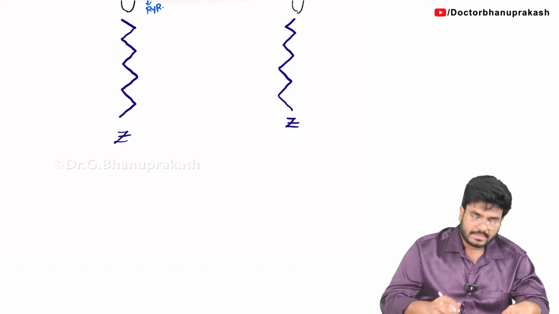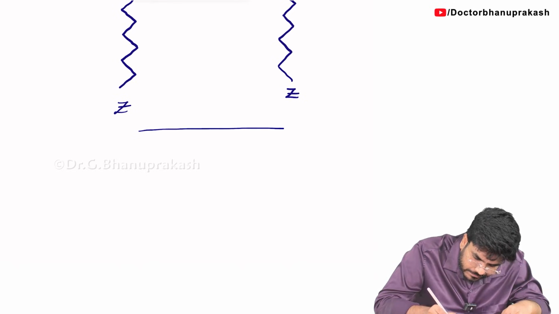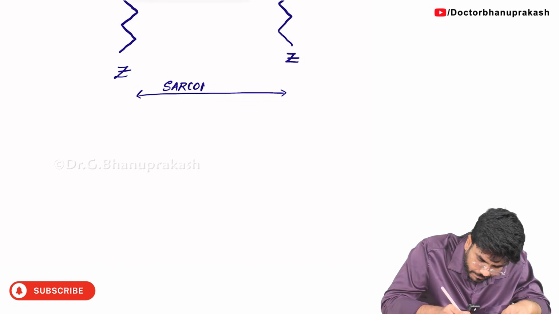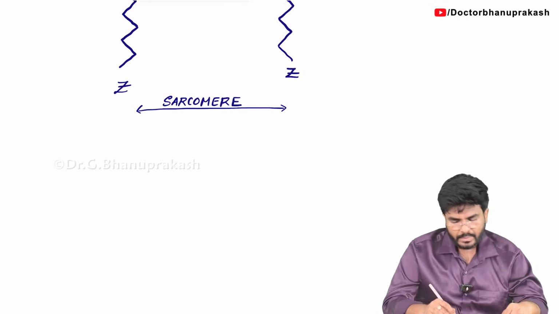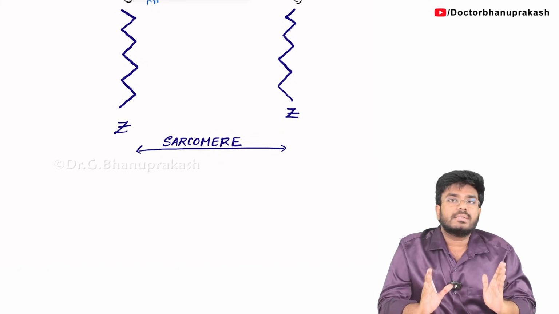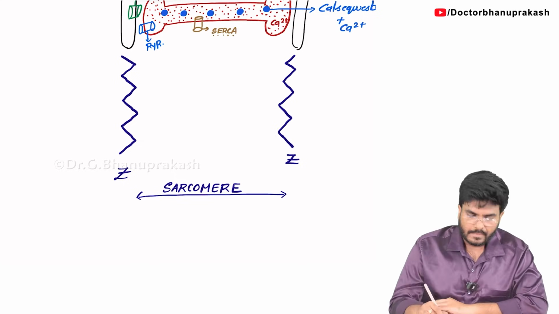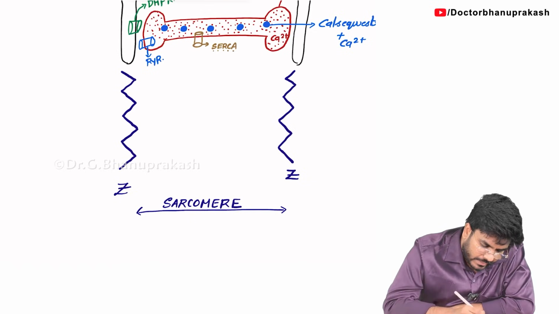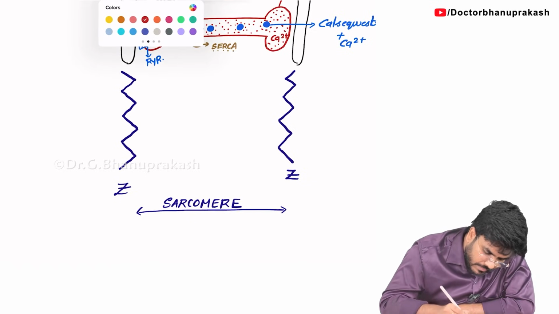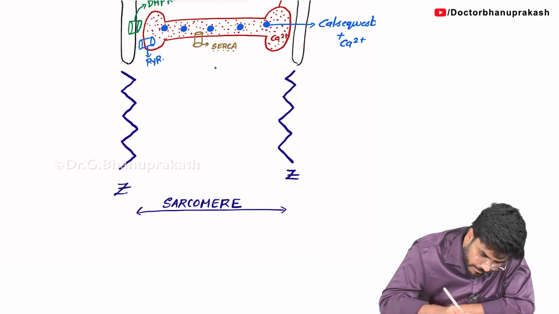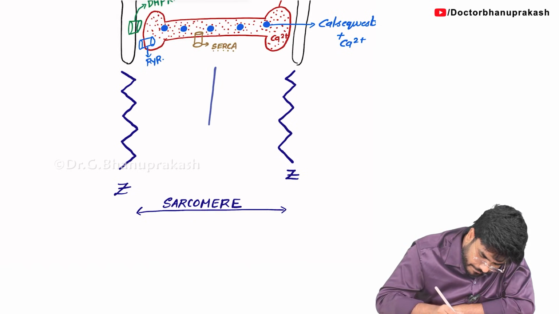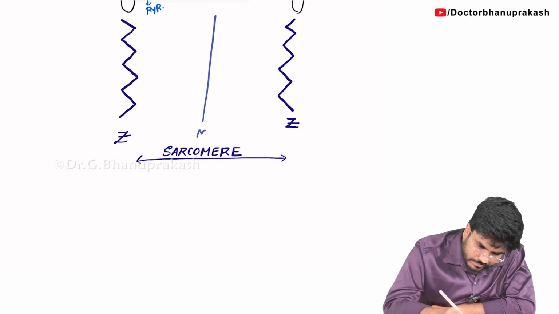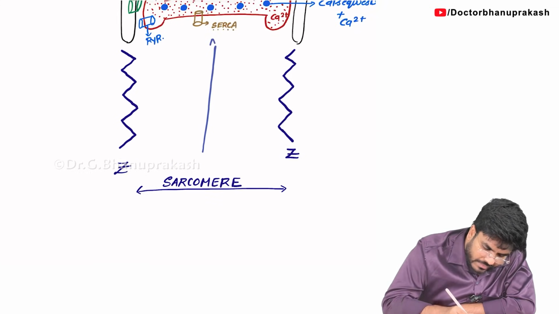Now the area between these 2 Z lines is called what? Sarcomere. So in between the 2 Z lines there is a sarcomere. Next, what is attached to these Z lines? Even before that, let me show you one more. In the middle of the sarcomere, there is one more protein forming a line. This line is called the M line. So in the middle of the sarcomere, there is the M line.